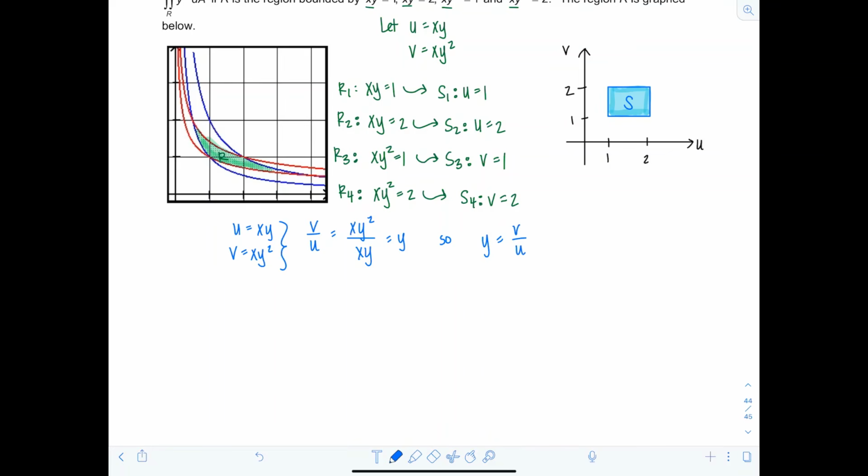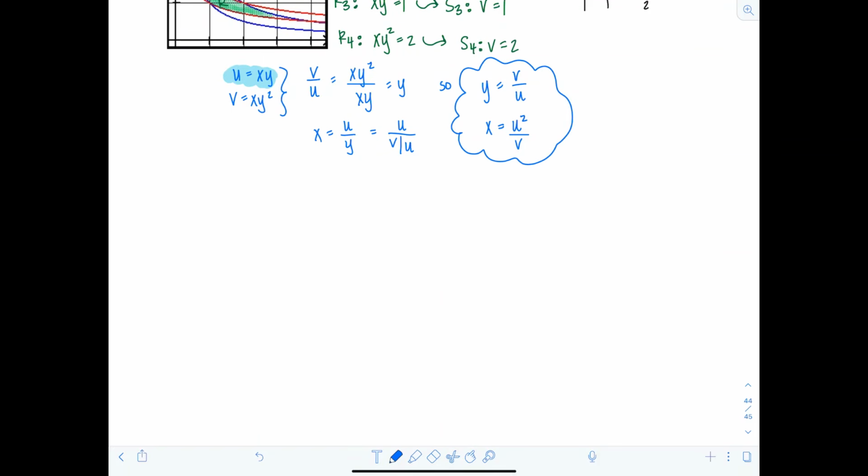Very good. What about x? Well, working with this first equation, I know that x is equal to u divided by y, but now I know what y is, so that's going to be u divided by v over u. So x is going to be u squared over v. All right. Now let's go ahead and get the Jacobian. So we have del(x,y) over del(u,v).